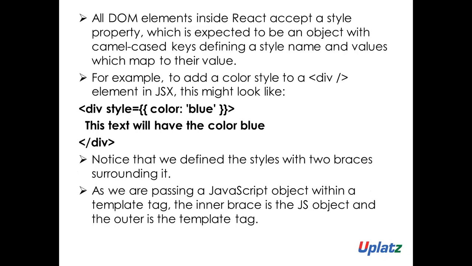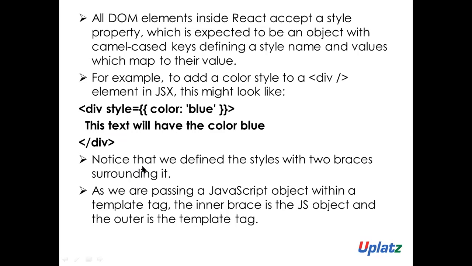All DOM elements inside React will accept a style property, which is expected to be an object with camel case keys defining the style name and values which map to their value. So that is all the same. For example, to add a color style to a div element in JSX, it might look like this: div style color blue. So this would make the text color blue.